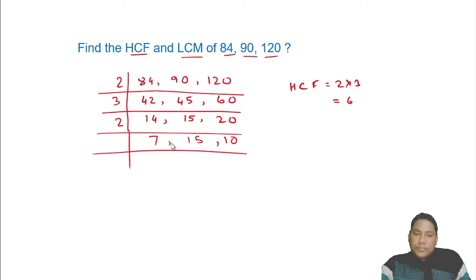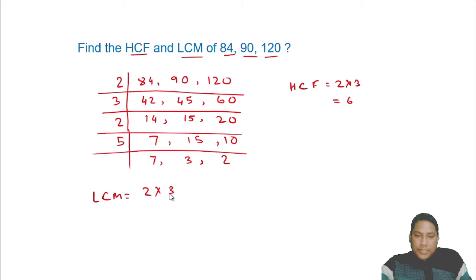So next number is 5. 5 is divided by 15 and 10. We will write 5 here, 7 as it is. 5 3s are 15, 5 2s are 10. Now the LCM, we will multiply all the numbers and that will become the LCM of 84, 90 and 120.